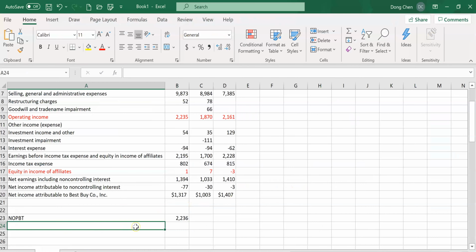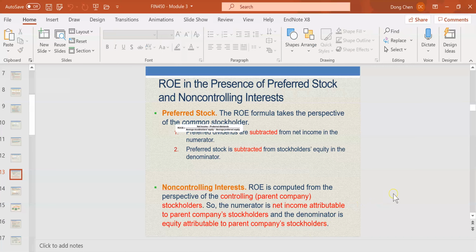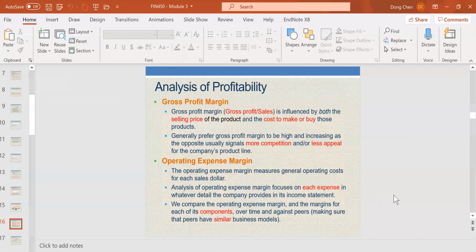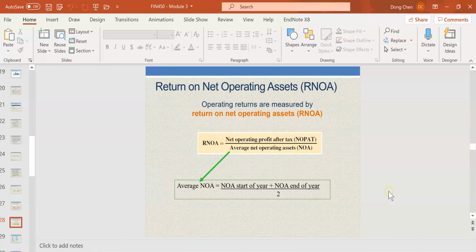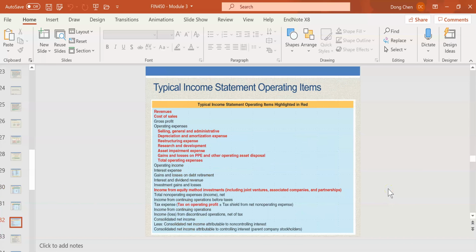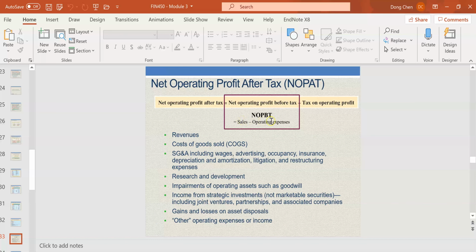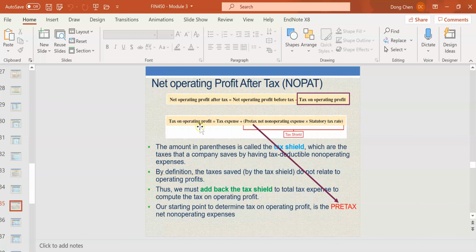And so the next item is tax, right? Tax expense. Because if you look at my lecture slides, NOPAT is simply NOPBT minus tax on operating profit. And further, tax on operating profit equals tax expense plus pre-tax net non-operating expense times statutory tax rate.